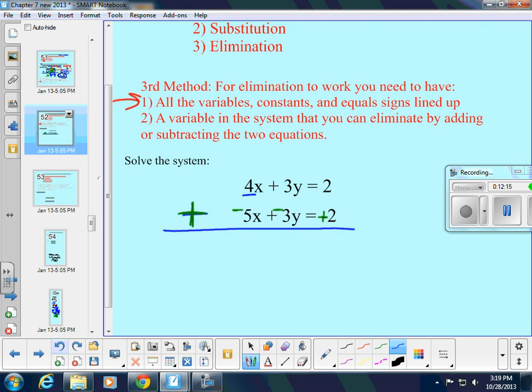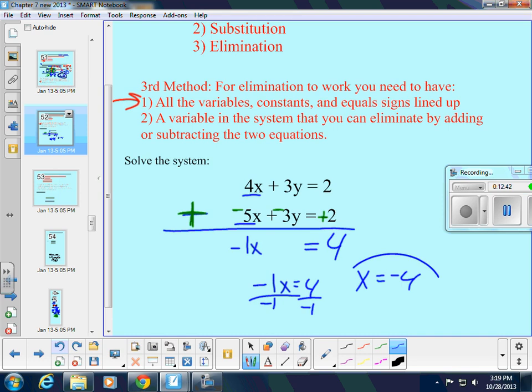Now I can say 4x plus negative 5x gives me negative 1x. 3y plus negative 3y gives me 0y. So I would have plus 0y there, but I don't even have to write that in because 0 times y would be 0. So those just disappear. And then over here, I'd have 2 plus 2, which gives me 4. So my new equation is negative 1x equals 4. Divide both sides by negative 1. I get x equals negative 4. So there's my x coordinate.